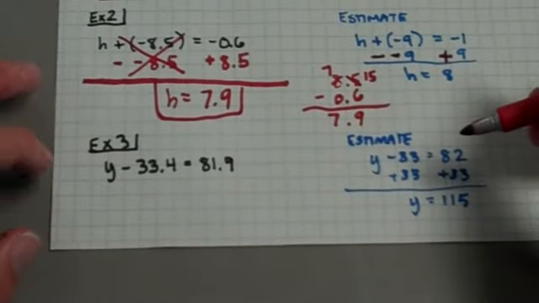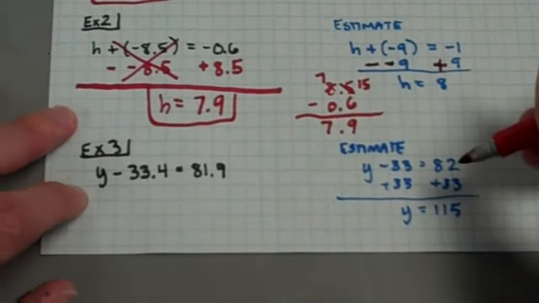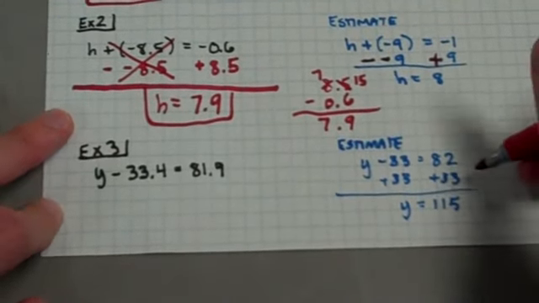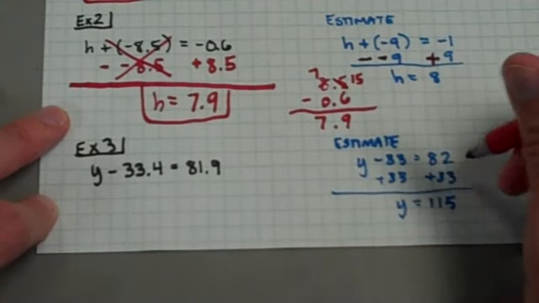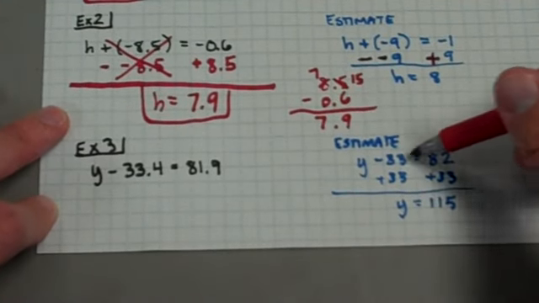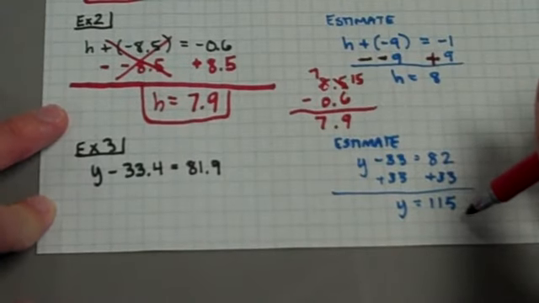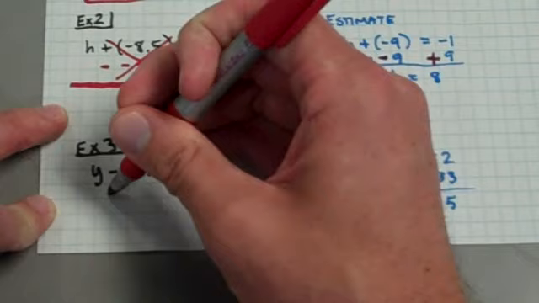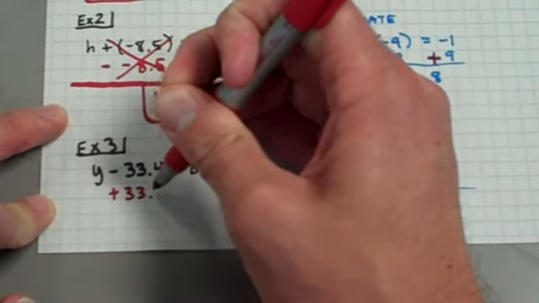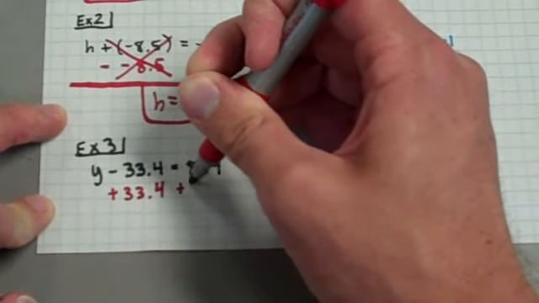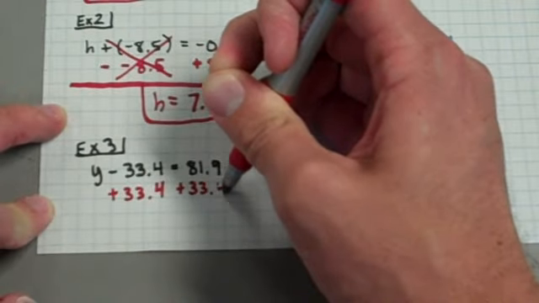Let's keep going. Now we have y minus 33.4 equals 81.9. My estimate, I added 33 on both sides. Notice how I used rounded numbers here. And I got 82 plus 33 is 115 for my estimate. So let's do the actual thing. Plus 33.4 on both sides. 33.4.